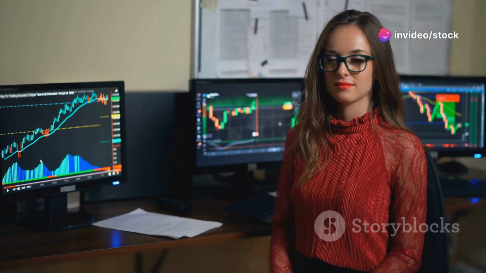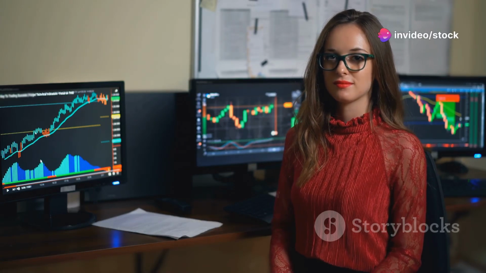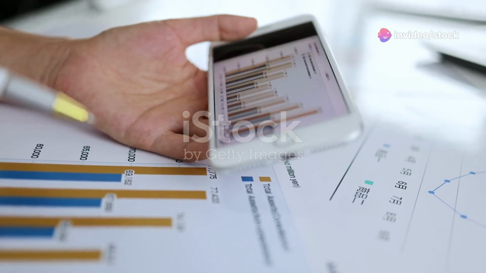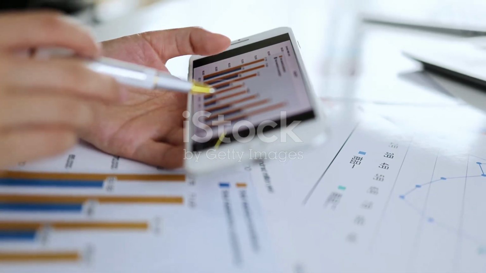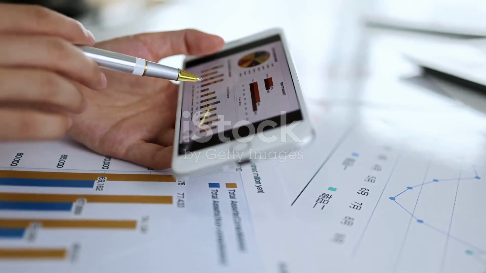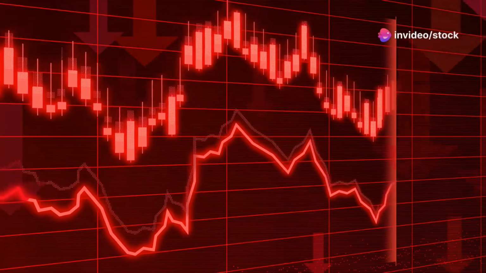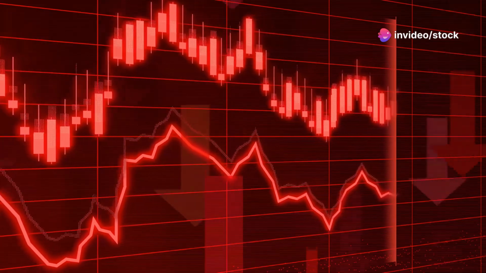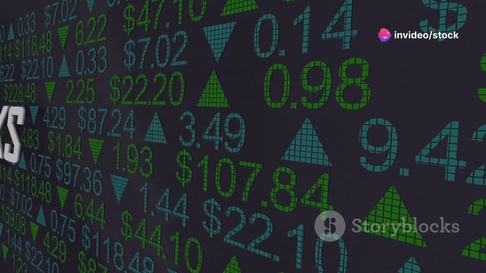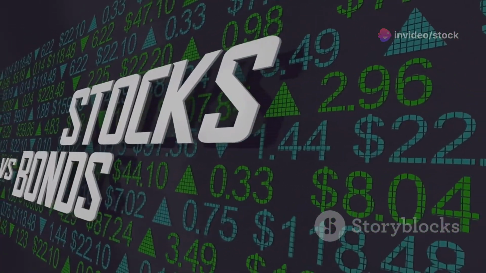Let's dive into the building blocks of any diversified portfolio: asset classes. Asset classes are categories of investments with unique risk and return characteristics. Equities, or stocks, represent ownership in a company. Stocks offer high growth potential but higher volatility. Fixed income includes bonds, loans to governments or corporations.